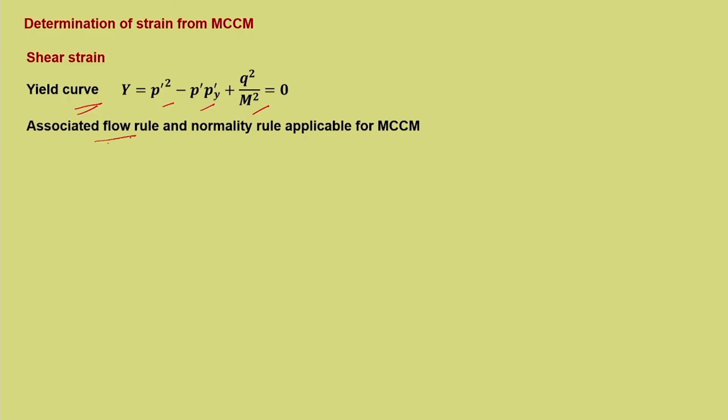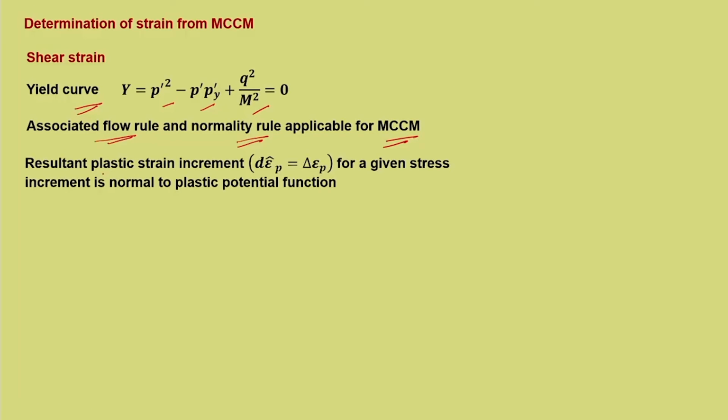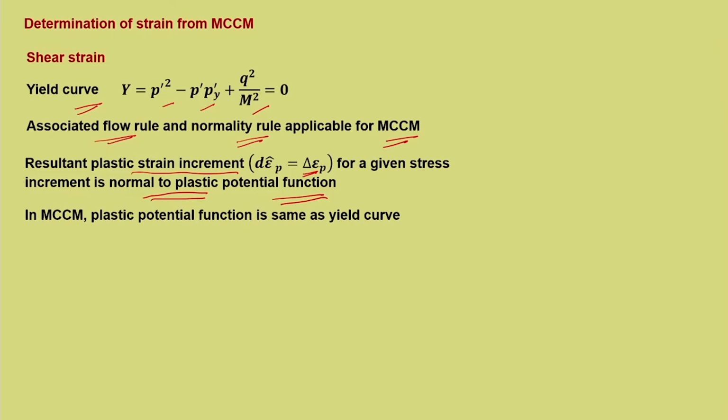We have already seen that it follows the associated flow rule and normality rule, which is applicable for MCCM. We have discussed this in detail. Please refer back if you want to revise it. Now, the resultant plastic strain increment, which is represented as delta epsilon^p cap, is equal to delta epsilon^p. We are just taking it for the sake of convenience, that is the incremental form. For a given stress increment, because of the normality rule, it is normal to the plastic potential function. And because of the associated flow rule in MCCM, the plastic potential function is the same as the yield curve. So, we do not have two equations. The equation for the yield curve itself is good enough for defining the plastic potential function.